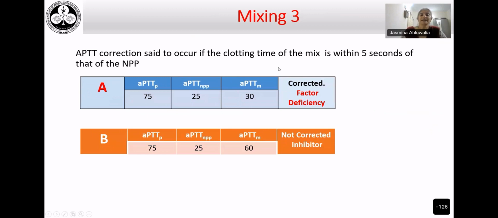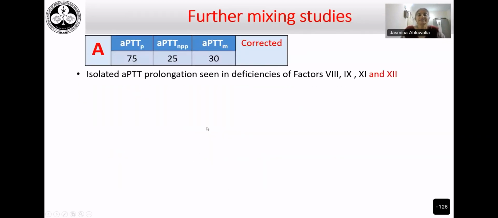The third way of doing it is by looking at the clotting time of the mixture. If the APTT of the mix is within 5 seconds of that of normal pooled plasma, we can say that it's corrected and there is a factor deficiency. So in the sample, the mixture is 5 seconds above the normal pooled plasma. We can say this is a factor deficiency, but here it's more than 5 seconds, so this is not corrected and it's an inhibitor.